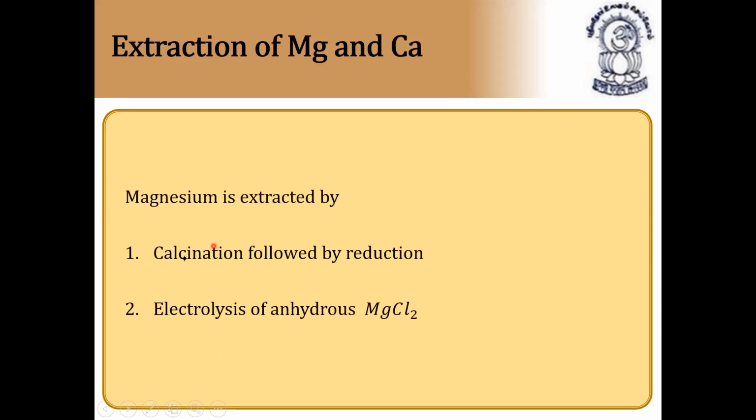So magnesium is extracted by calcination followed by reduction. Electrolysis of anhydrous magnesium chloride takes place. So this is the extraction of magnesium.